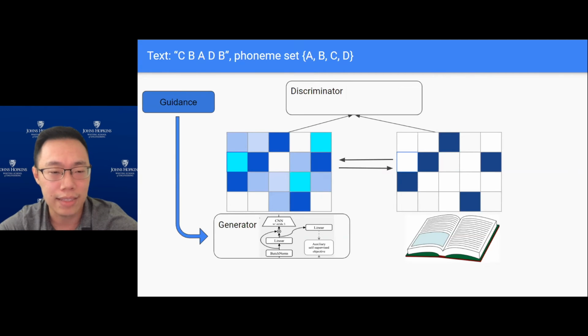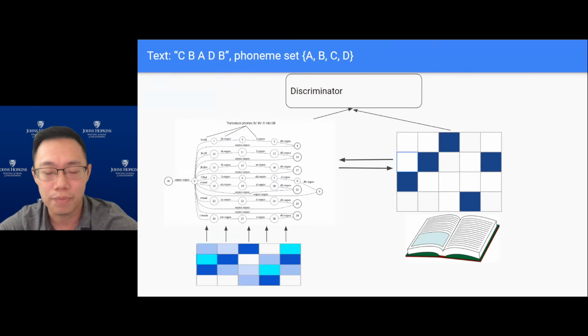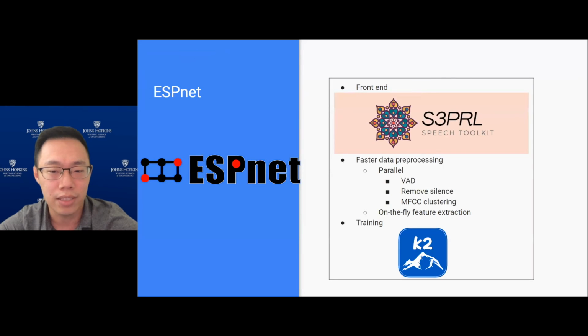So we are adding a guidance to the generator. The guidance can be a language model so that it can force the generator to generate a more reasonable phoneme sequence during the training. And we can also use the word language model instead of phoneme language model in the form of weighted finite state transducer, where the input side is the phoneme sequence and the output side is the corresponding word sequence. We are planning to use K2 for that because K2 supports differentiable weighted finite state transducer, so that we can do the back propagation in the training.